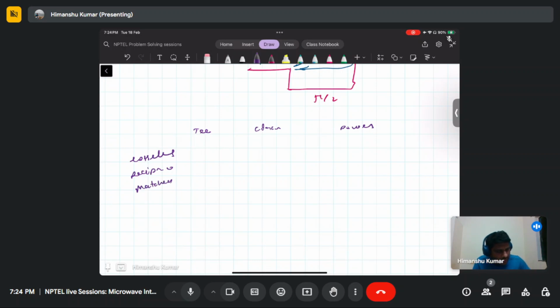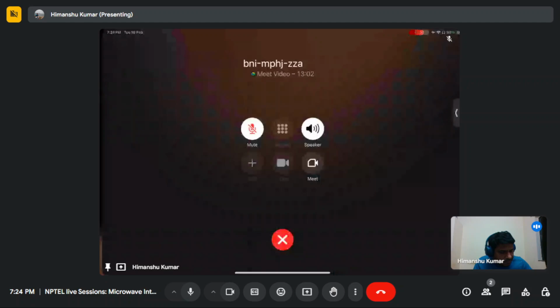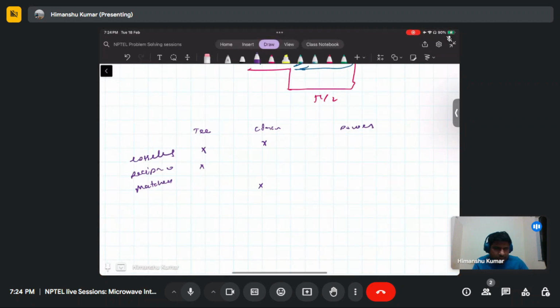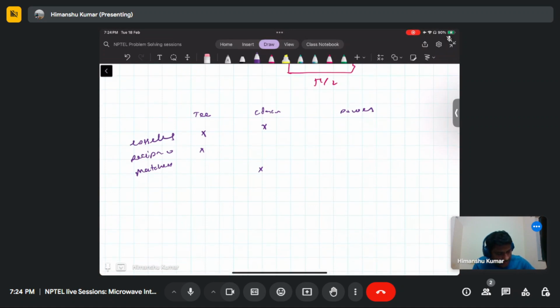So in the T, you have lossless and reciprocal. In the circulator, it does not match, and with the circulator you have lossless and matched but not reciprocal. And then the power divider, it's not lossless, but it's matched and reciprocal. So these are the different kinds of devices.